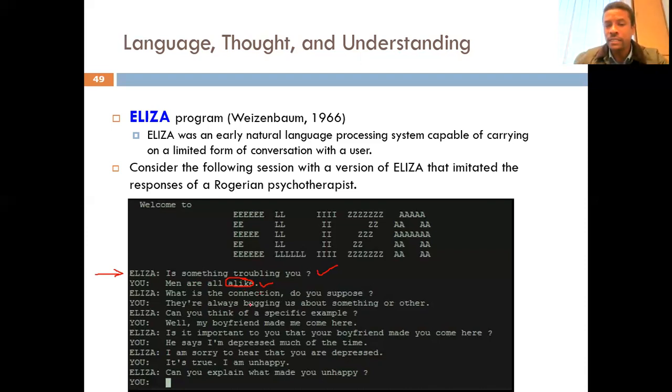Then the person says, they are always bugging us about something or other. So in this case, it was difficult to identify a keyword. So it says, can you think of a specific example? Since the machine was not able to extract any additional question from the response, it gives you some general question so that you give the machine a leading keyword. Then the person says, well, my boyfriend made me come here. So from this one, it can come up with another question. It says, is it important to you that your boyfriend made you come here? Mind you, it picks some of the keywords from the response. And from that one, it generates the next one.